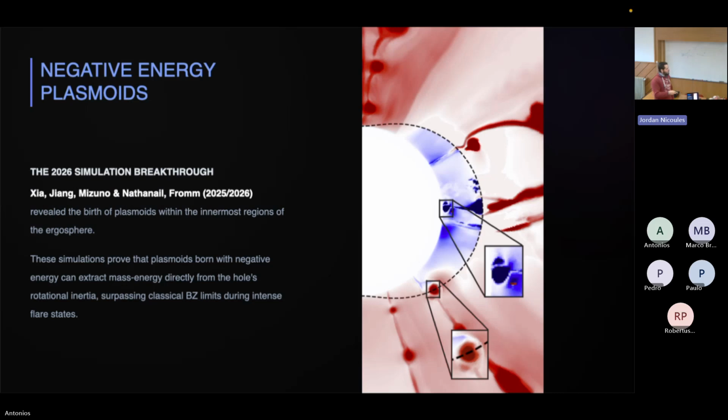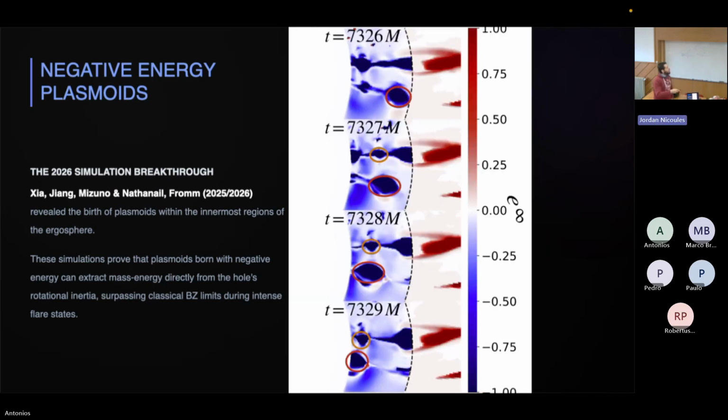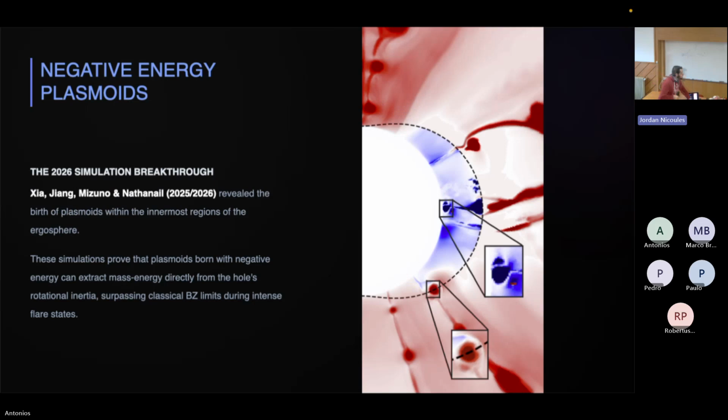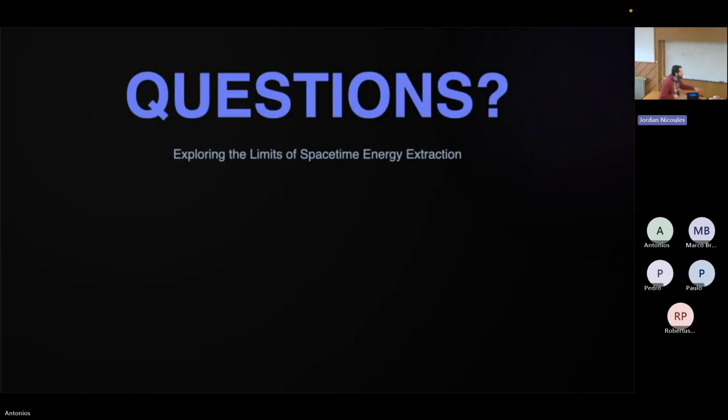You can see that you can have features with positive energy. But if I follow this plasmoid in time, so time goes from up to down, you see that this plasmoid with negative energy is getting closer and closer to the black hole, and this will plunge into the black hole. So it will subtract some rotational energy from the black hole, and yeah, I won't spend more time on this. Okay, that's it.